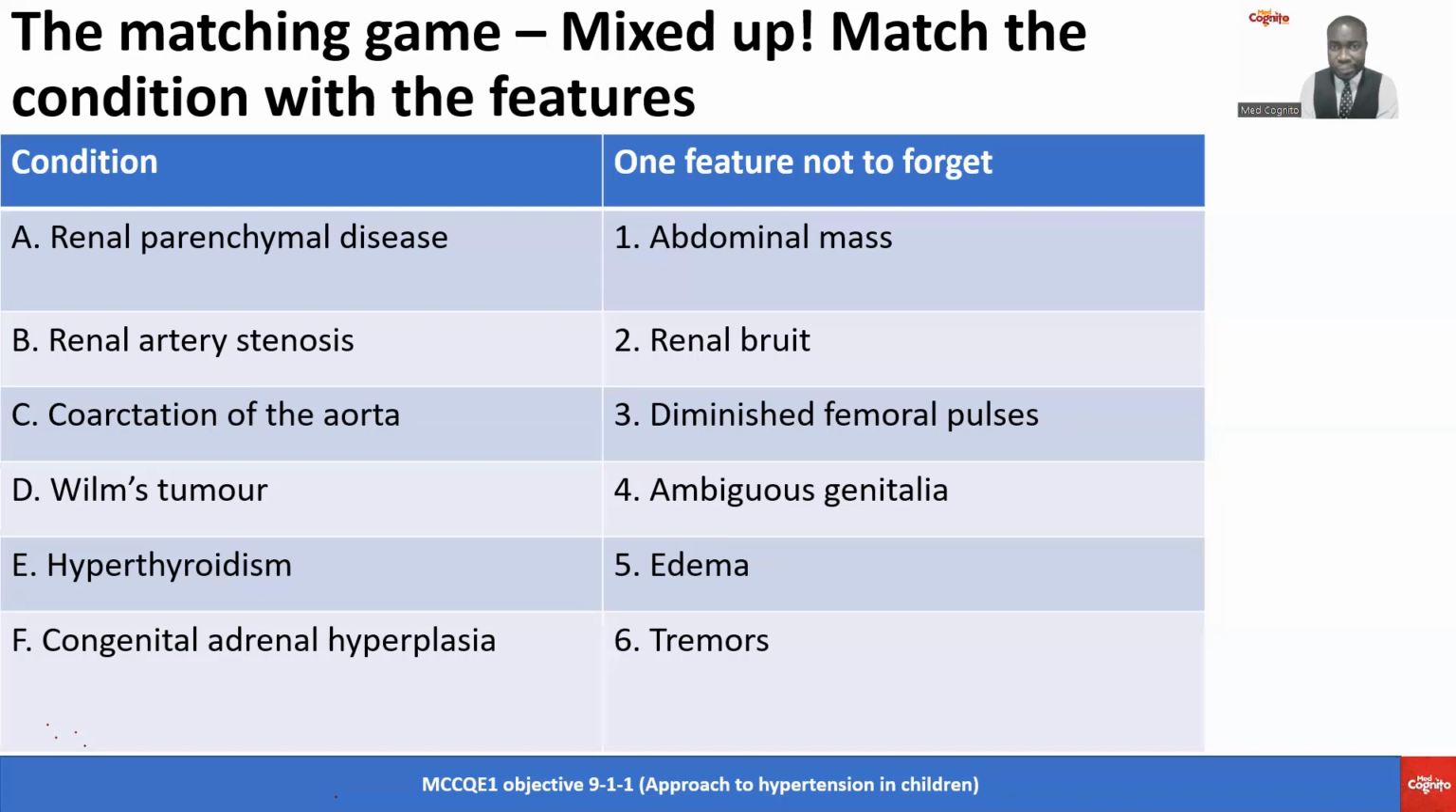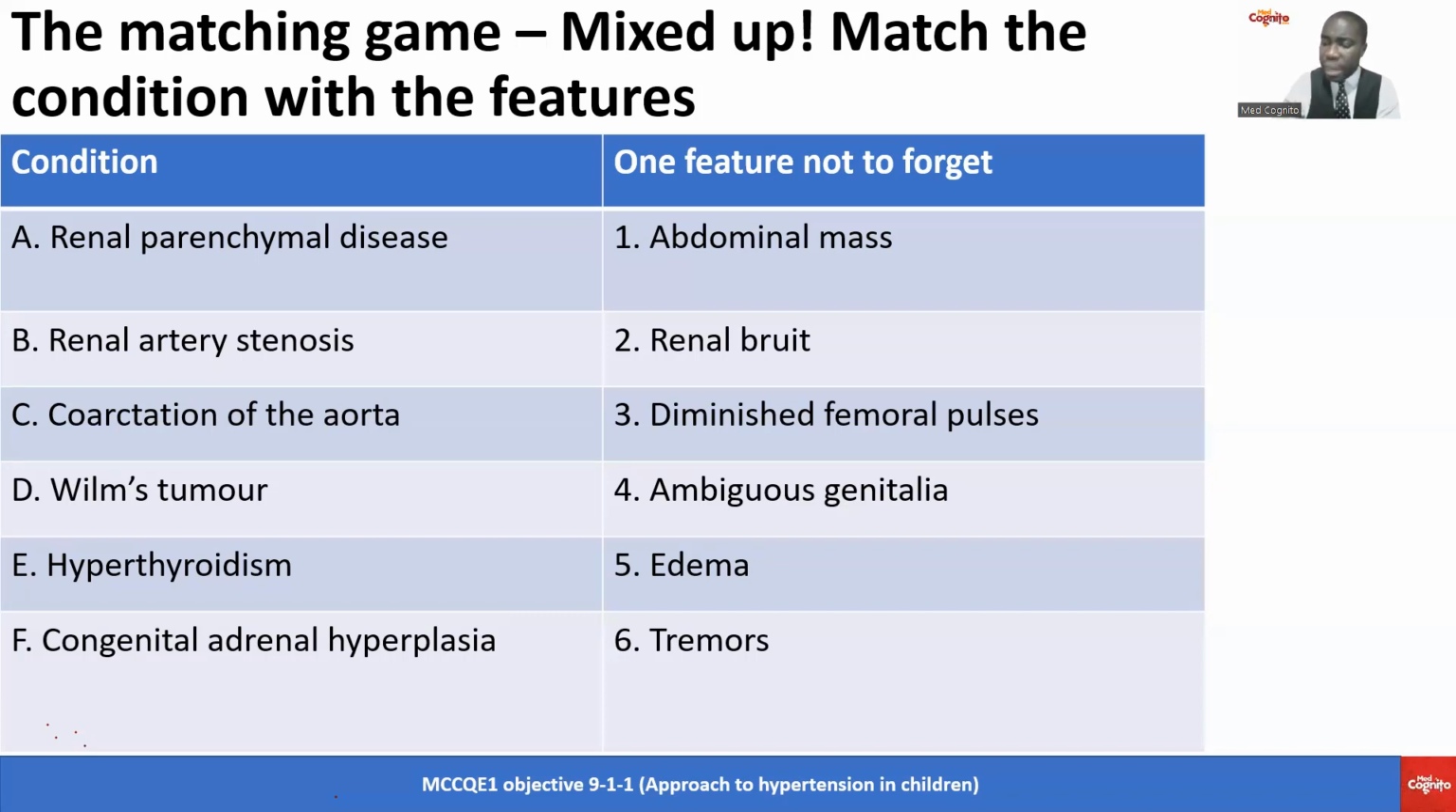5. Okay, let me write it down. This is what the class is saying: A goes with 5. So A5. B, renal artery stenosis, what does it go with? 2. So you are saying B2. What about coarctation of the aorta? 3, femoral pulses. So C3. What about Wilms tumor? 1. So that is D1.